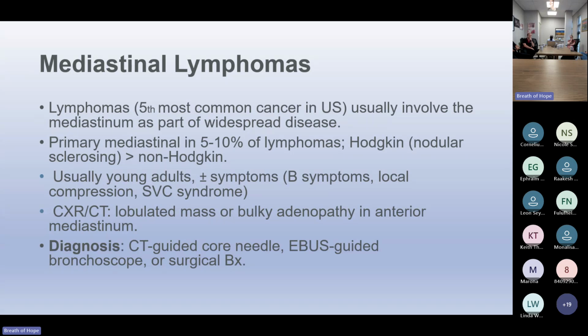Chest X-ray or CT is normally the investigation of choice. You will see a lobulated mass or bulky adenopathy in the anterior mediastinum, with most people mistaking it for sarcoidosis or TB. So you need tissue to make an accurate diagnosis. Diagnosis is by CT-guided core needle, or EBUS, endobronchial ultrasound-guided bronchoscopy, or surgical biopsy.